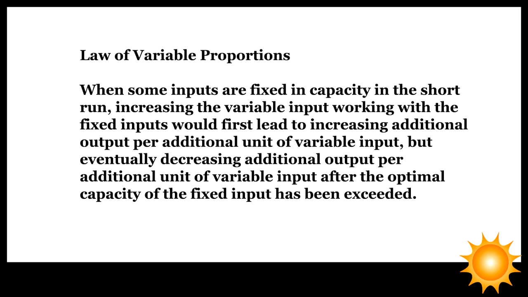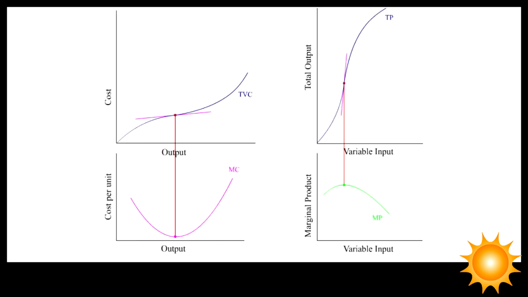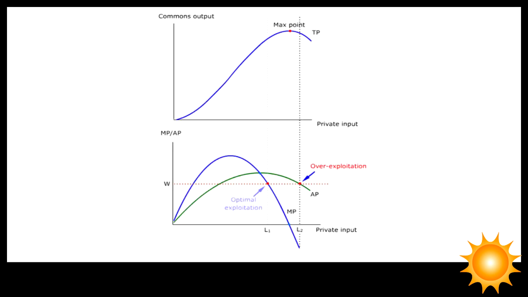It is also known as the law of variable proportions. The law of diminishing returns explains why the short-term marginal cost curve is U-shaped and why the tragedy of the commons occurs in the absence of clearly defined property rights.